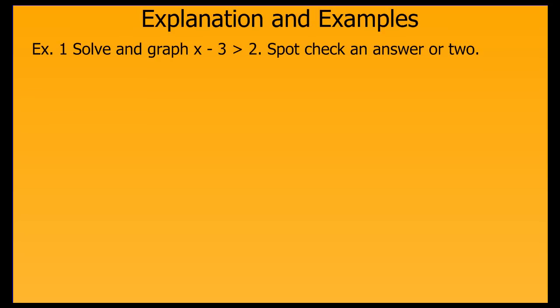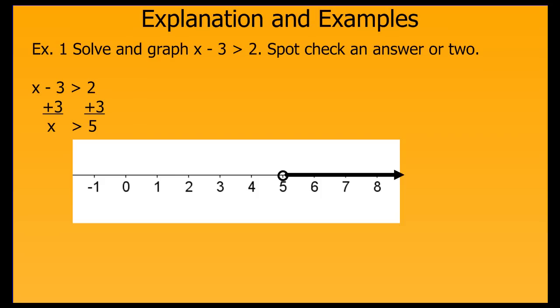We want to solve and graph x minus 3 greater than 2. First, we solve this inequality just like we did equations. In this case, we add 3 to both sides. Then we graph x greater than 5, which is going to be an open circle on 5, indicating it is not a solution, but then shade everything greater than 5 to indicate that those points are solutions.